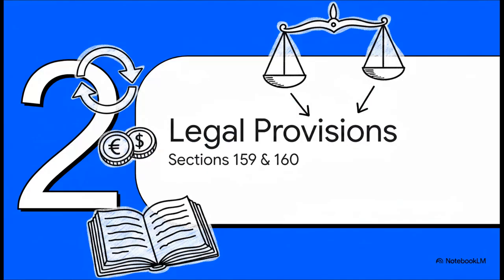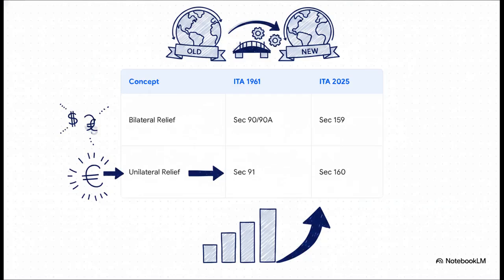Moving on to Part 2, the actual legal provisions. Let's look at Sections 159 and 160. Now, for all the seasoned CAs and tax pros watching, let's build a bridge from what you already know from the 1961 Act over to the 2025 Act. It's vital to get this mapping right. The old Sections 90 and 90A, which dealt with bilateral agreements, now map directly to the brand new Section 159. Meanwhile, the old Section 91 for unilateral relief is now governed by Section 160. Getting this direct transition clear in your head is step one.